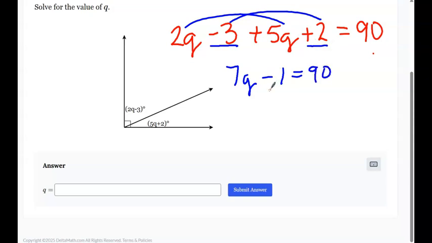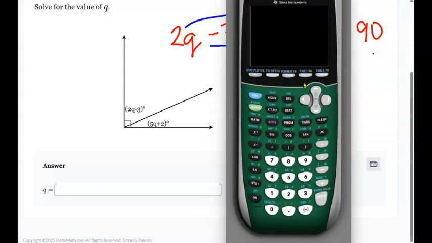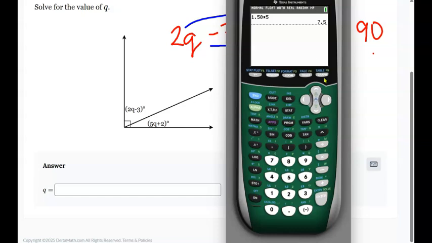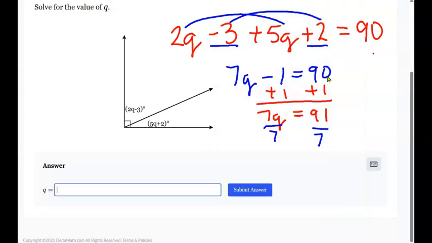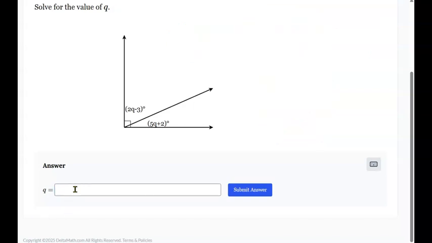Now I'm going to use my inverse operations. 7q is equal to 91. And then I'm going to divide both sides by 7. Now in this problem, I don't know what 91 divided by 7 is, so I'm going to take my calculator out. I'm going to turn it on here, and I'm going to do 91 divided by 7 and see what I get. 13. So that means that q is equal to 13. So I can type that here in the answer box.